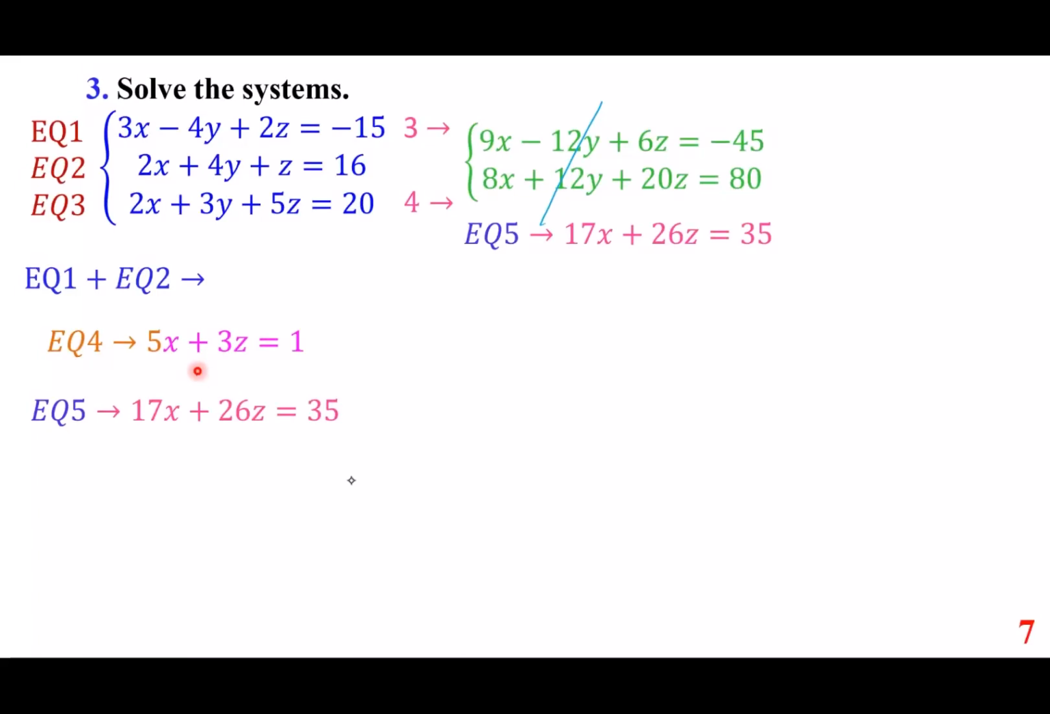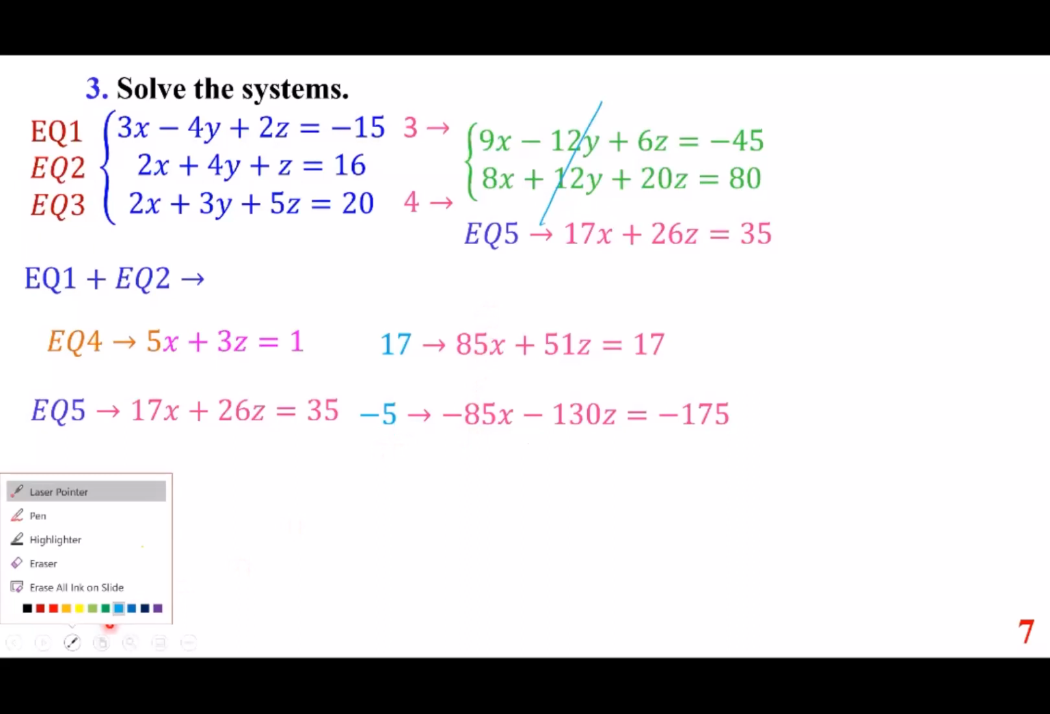So for example, if I want to solve for z, I can multiply this one by 17, this one by 5, but one of them negative. So if we multiply this one by 17, we're going to multiply this one by -5. So 17 gives us 85x plus 51z equals 17. I'm going to multiply this by -5, gives me -85x, -130z, minus 175. As you can see, these two cancel each other when we add them up.